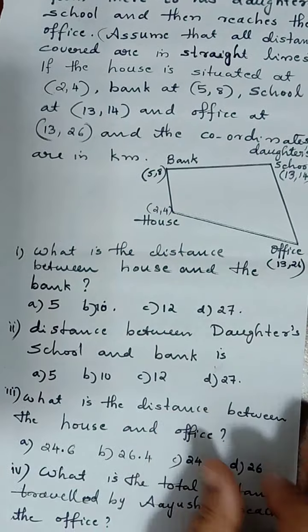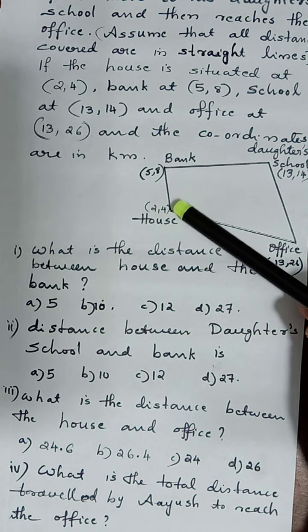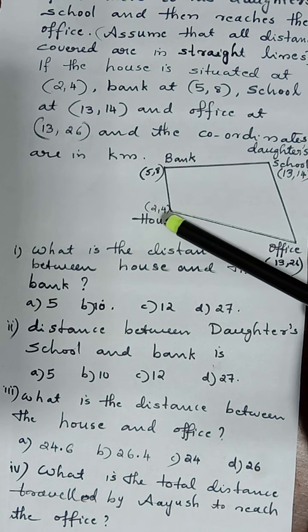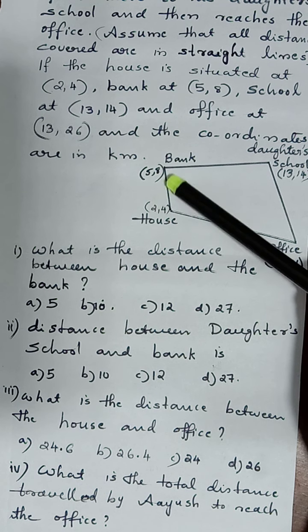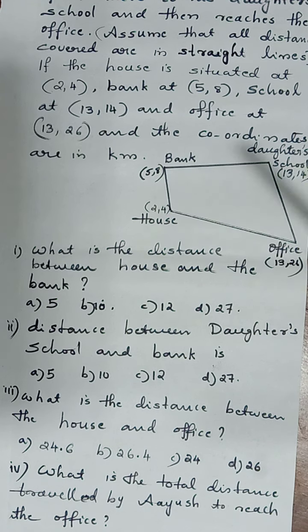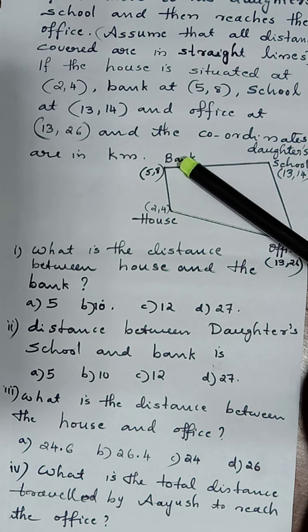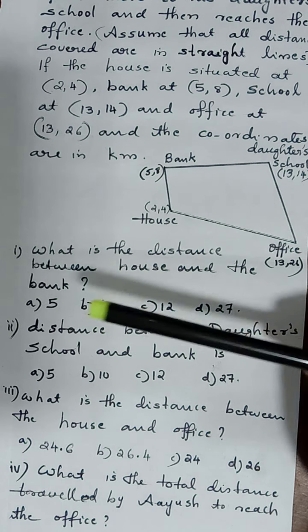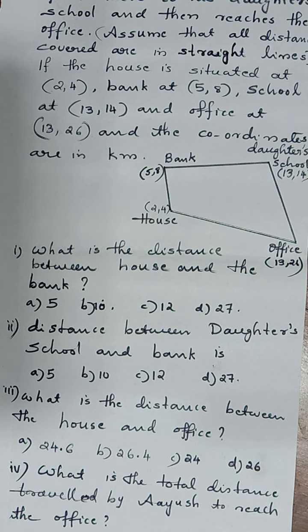We can see the questions here. First one, what is the distance between house and the bank? See the coordinates, (2, 4) for house, for bank it is (5, 8). So the distance between the two points, we can use the distance formula, square root of (x2 minus x1) whole square plus (y2 minus y1) whole square. Using that formula, we will be able to find out the distance between house and bank. And we can compare with these answers. Let us do that.